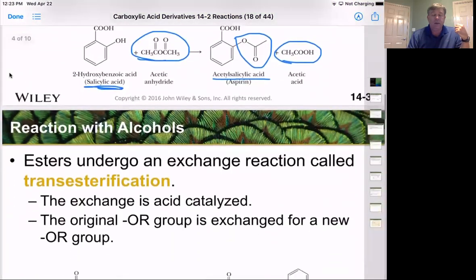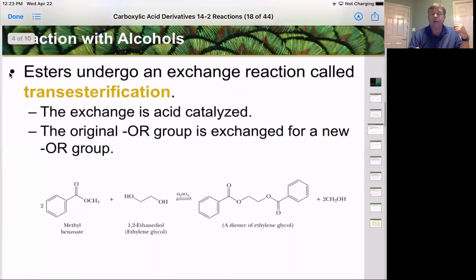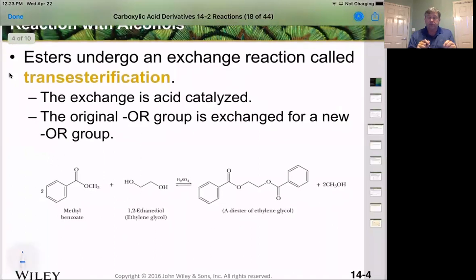All right, so now we can also react alcohols with esters. So we've done acid chlorides and anhydrides, and now we're going to react with esters. When we react this with esters, we actually have to catalyze this with acid. And because we're replacing one alcohol of the ester with another alcohol, we call this transesterification. So we're exchanging one alcohol for another, therefore we get transesterification. Now we typically have to have a reason to do this.